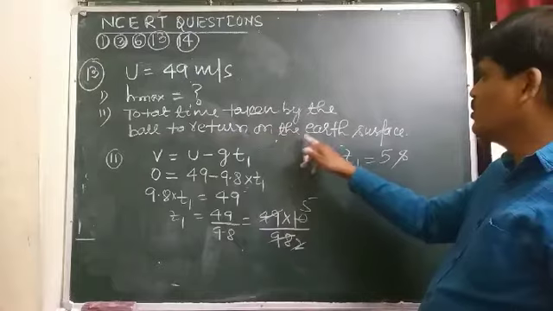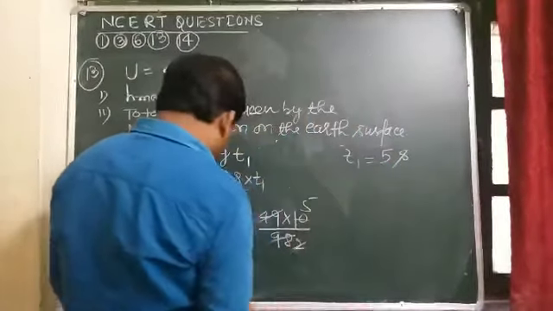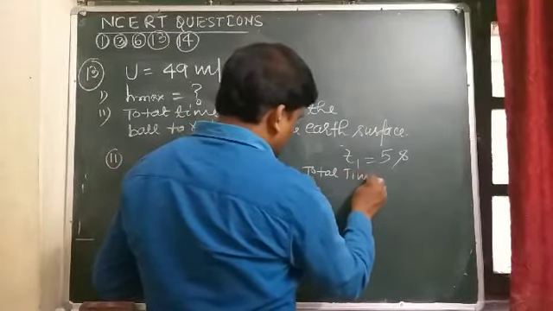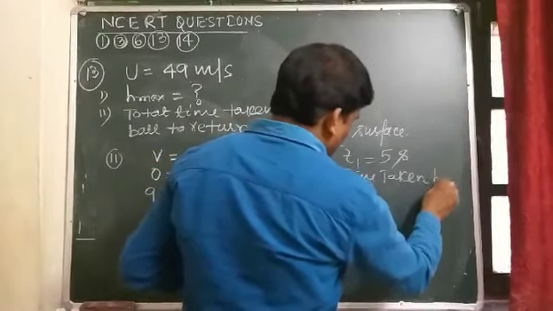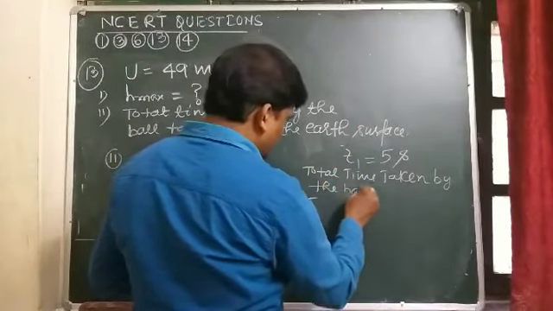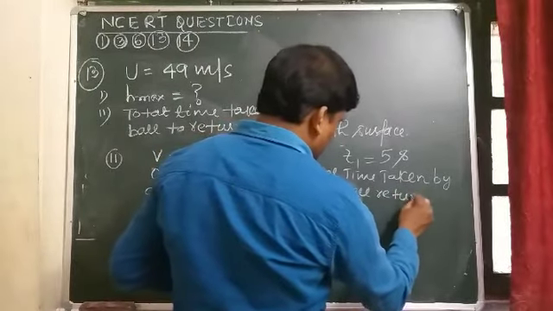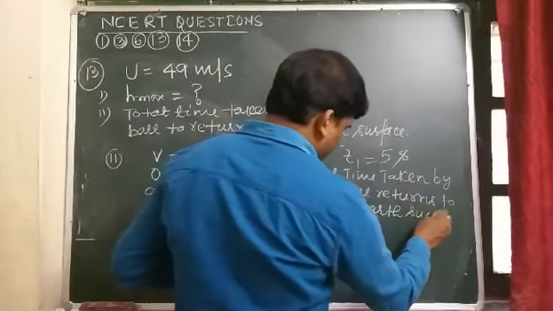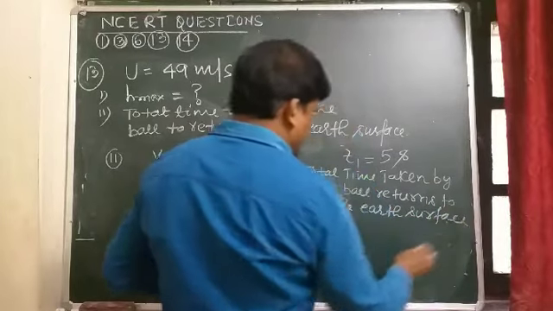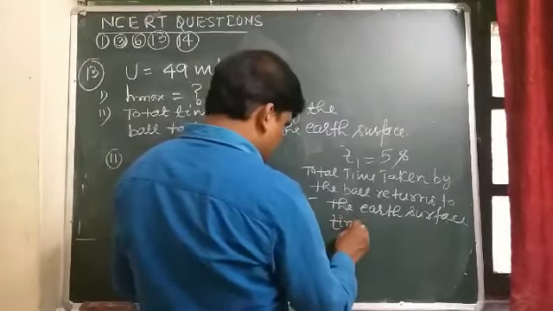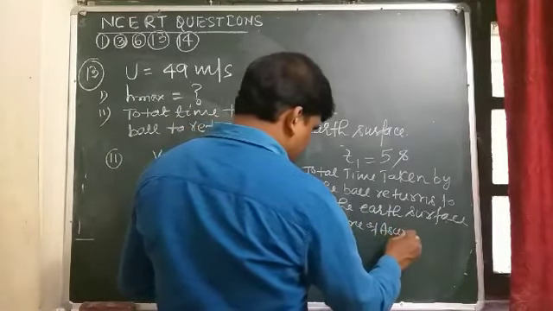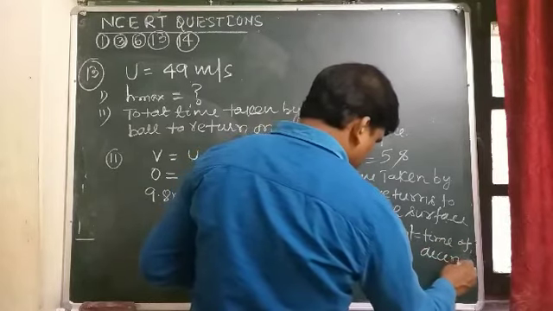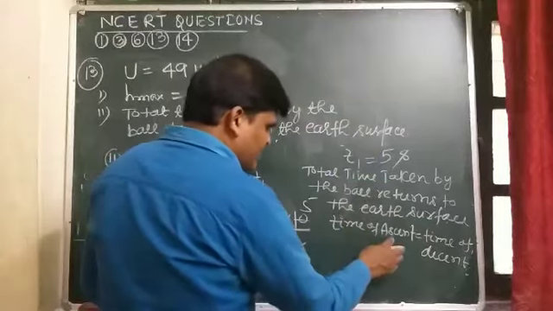So now the total time taken by the ball to return to the earth's surface. Using the formula, we know that time of ascent equals time of descent. Time of ascent equals time of descent.